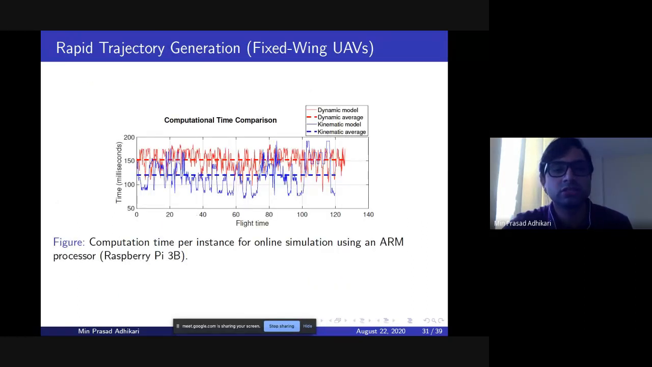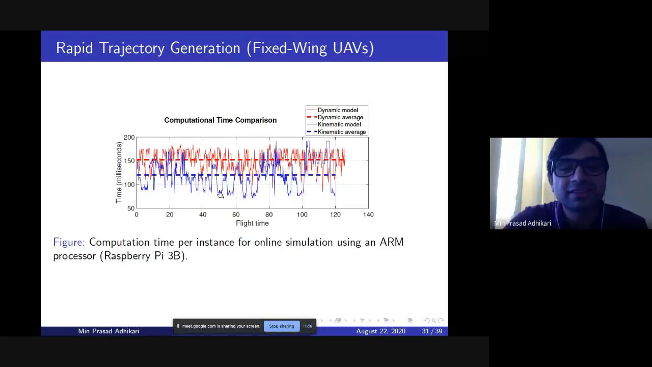And this is the solution time computed on a Raspberry Pi 3B computer. If any of you are familiar with the Raspberry Pi 3B, then you know the size. Basically, it's a credit card size computer. It is approximately the same size as a credit card. I have never measured it, but that's what people say.